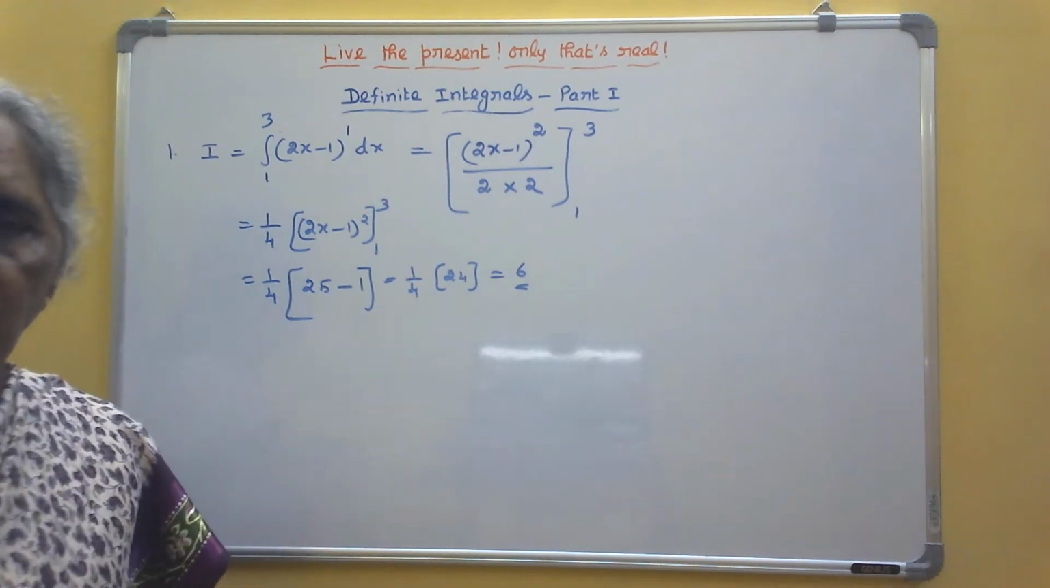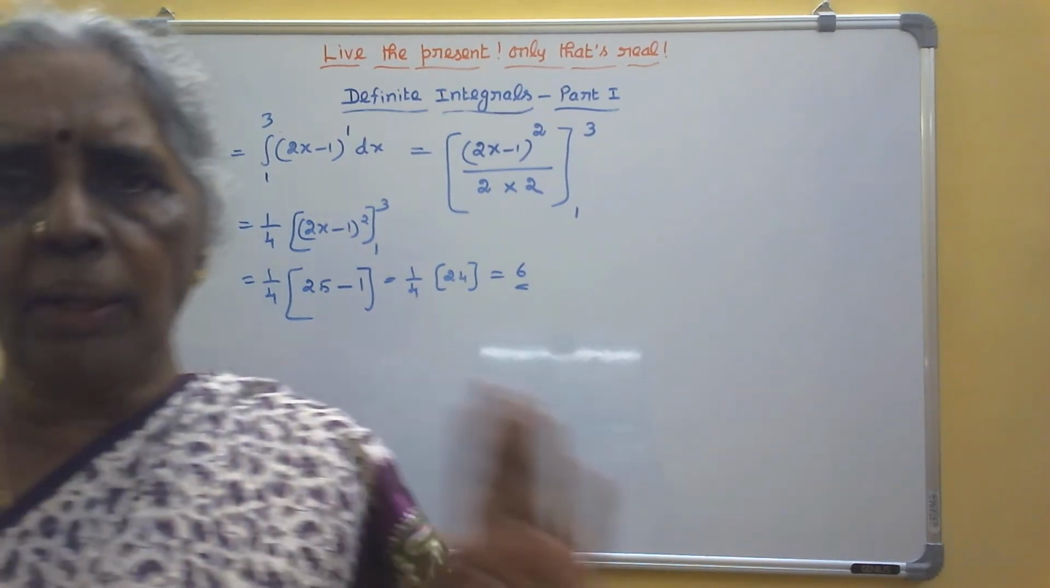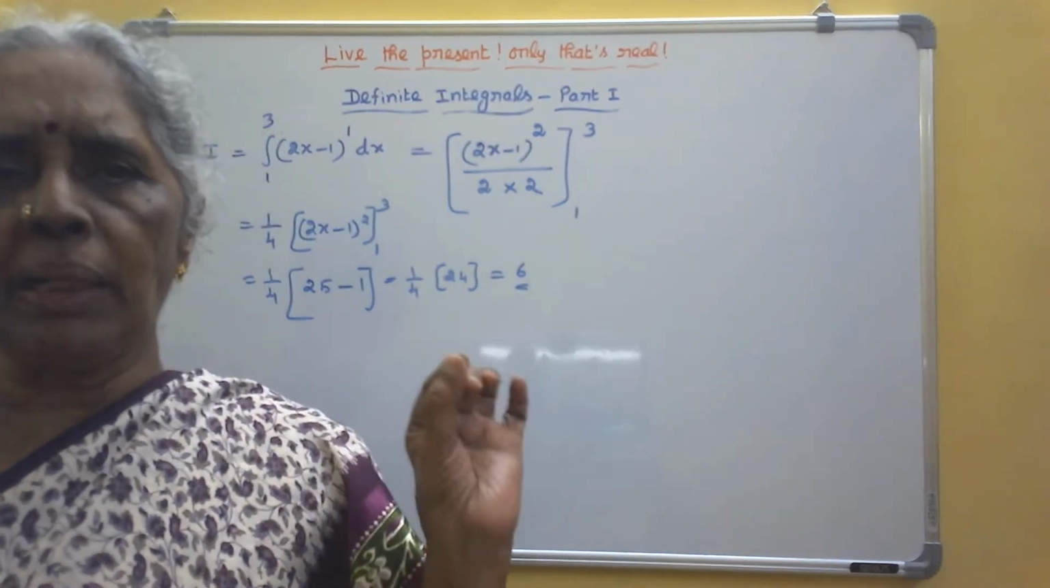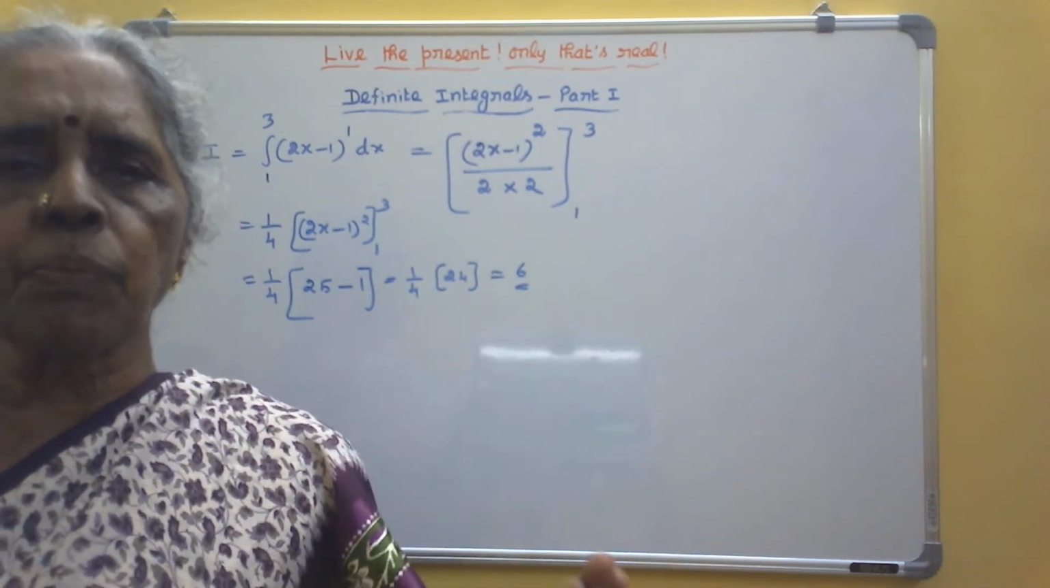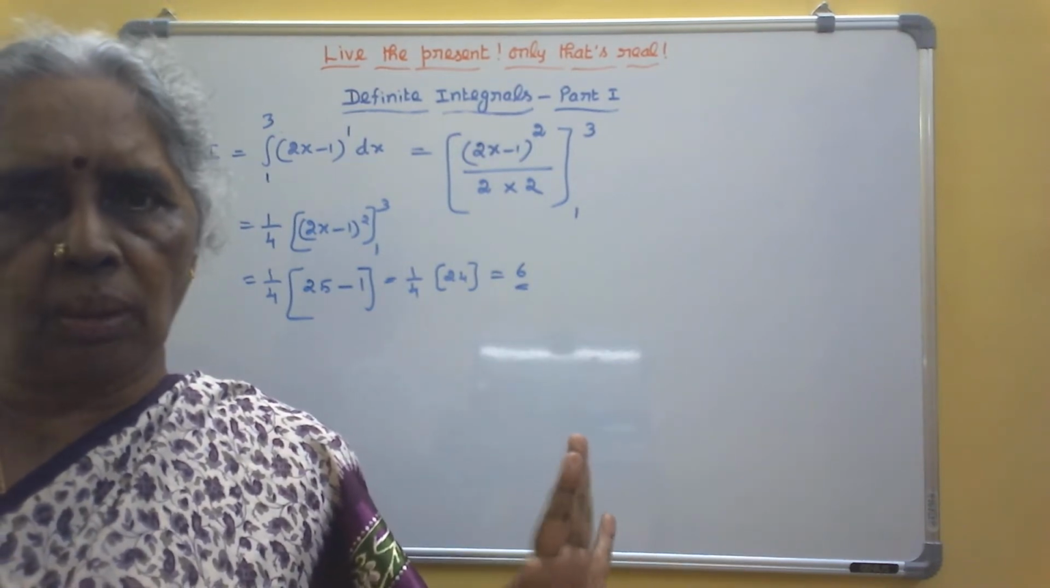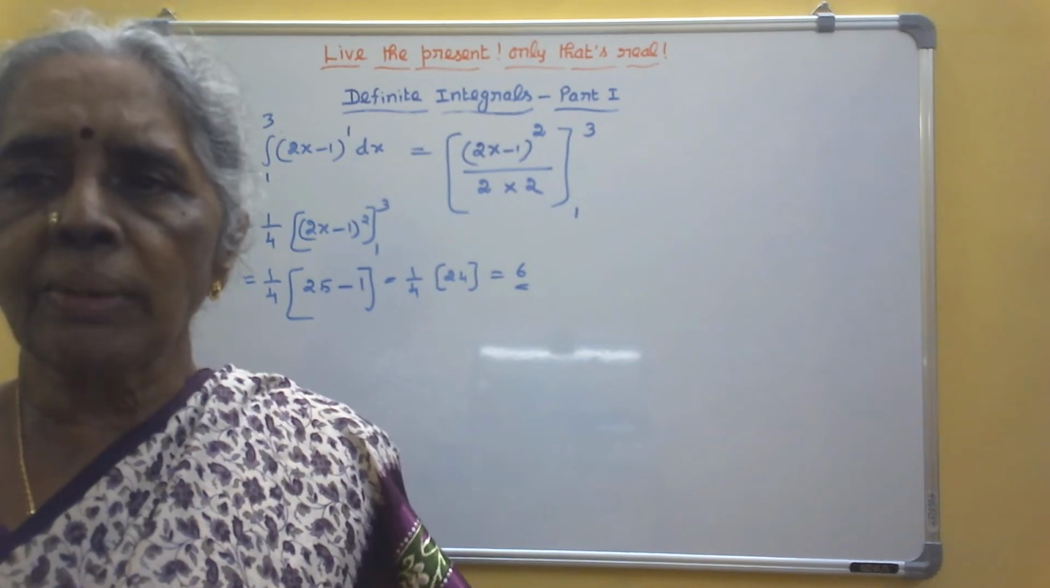Is it clear? So just integrate the normal way. Substitute the upper limit in place of x minus substitute the lower limit in place of x. That's all. Okay. Let us move on to the second sum now.